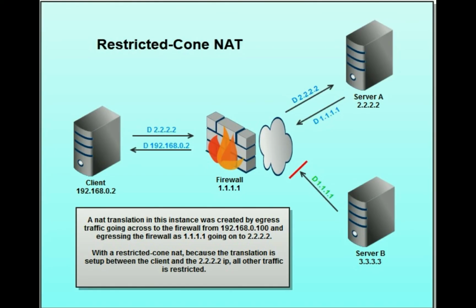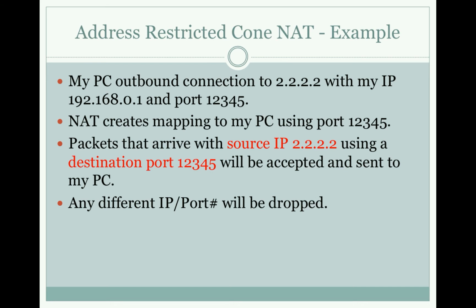Address-restricted cone NAT is similar to full cone NAT, except it will only allow an external address to use the mapping if the client previously connected to that external address. An example would be, let's say my computer makes an outbound connection to website 2.2.2.2 with my local IP and port 12345. NAT creates a mapping to my PC using the port 12345. So the packets that arrive with the source IP 2.2.2.2 using the destination port 12345 will be accepted and sent to my PC. Any different IP and port number will be dropped.